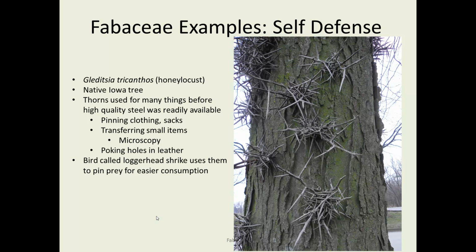They were used in microscopy to transfer tiny little bits of things, and in beadwork and different uses for a good, strong, sharp, durable, pointy thing, like poking holes in leather and a lot of other things, as you could imagine. And interestingly, there's a bird called a loggerhead shrike that is actually a bird of prey, but it doesn't have the strong claws that you think of on eagles and hawks. And so it has a hard time catching its prey and then hanging on to it while it tears off hunks of flesh. So it will spear the victim on the honey locust thorns and keep it in place for dismemberment.